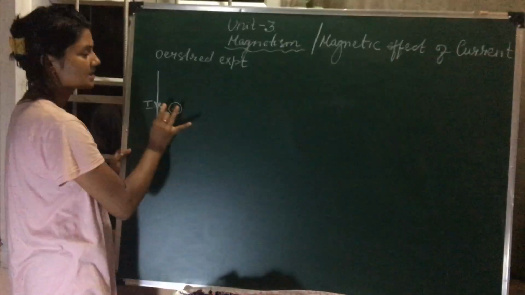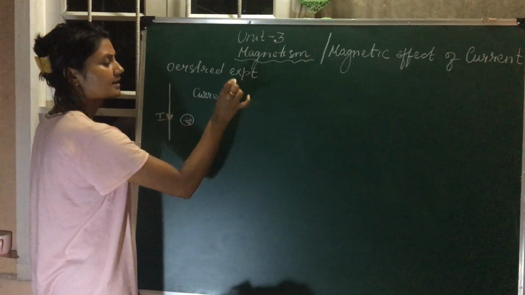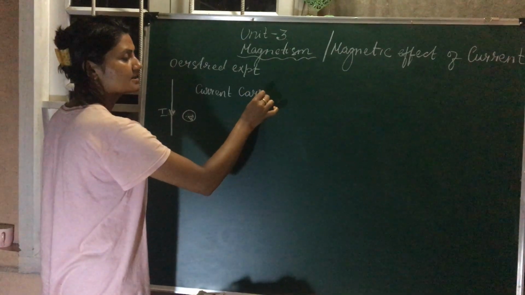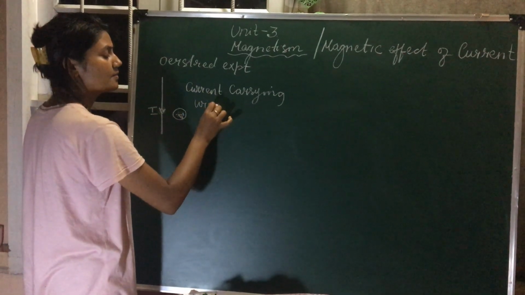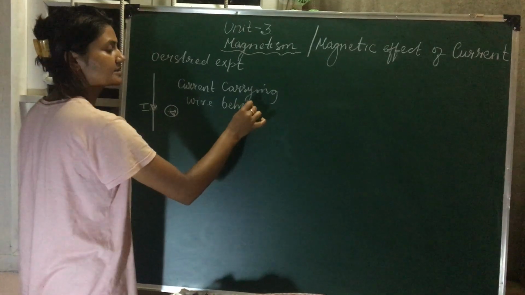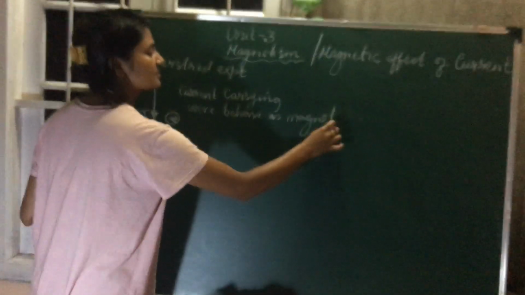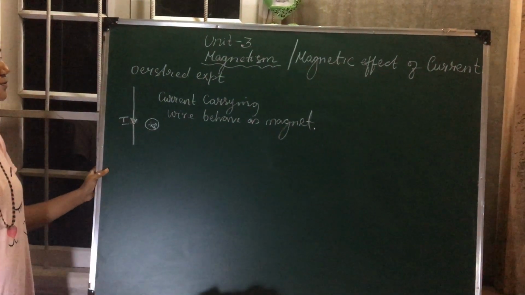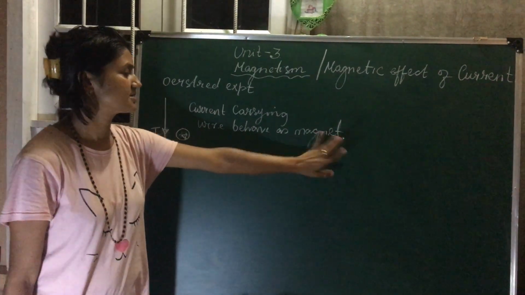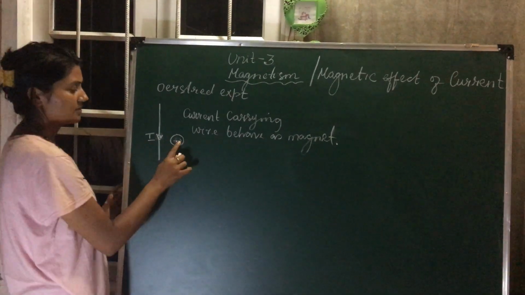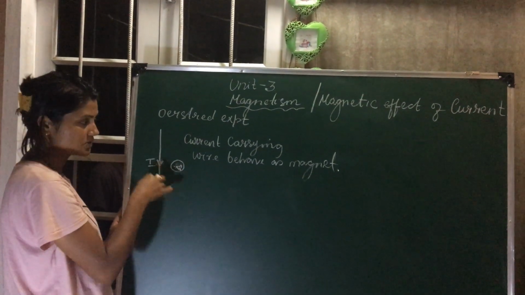So what is the basis here is current, a current carrying wire, and the wire behaves as a magnet. This is the main thing that was observed very first by Oersted: a current carrying wire behaves as a magnet. Now if the wire behaves as a magnet, then it must have a magnetic field associated with it.